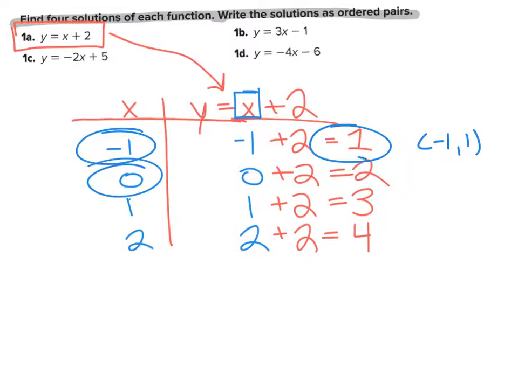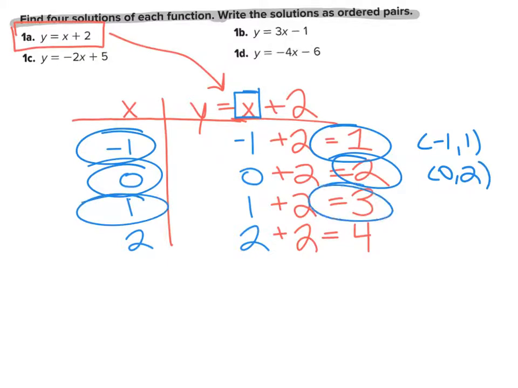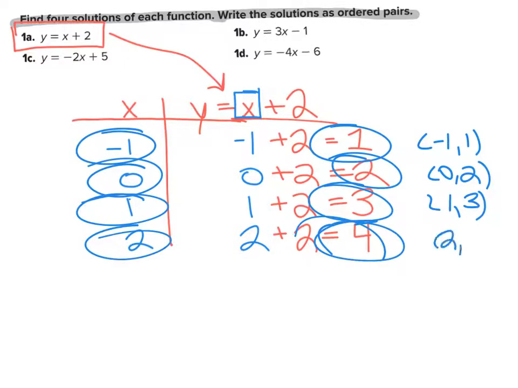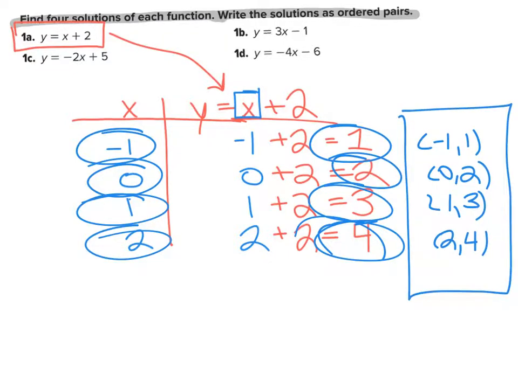When x is 0, y is 2. Remember that to get y, I just take my x and add 2. That's my function. When x is 1, y is 3. And when x is 2, y is 4. So these are my ordered pairs or my solutions. Those 4 points I could plot on a graph.